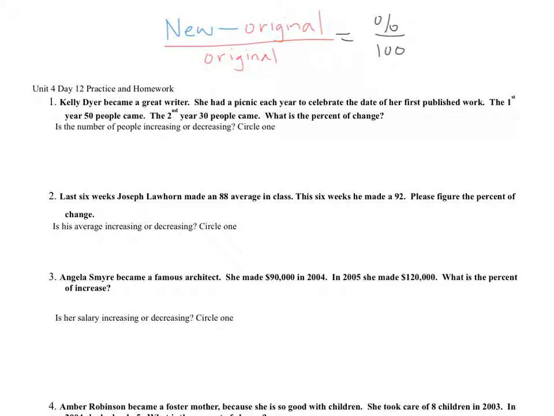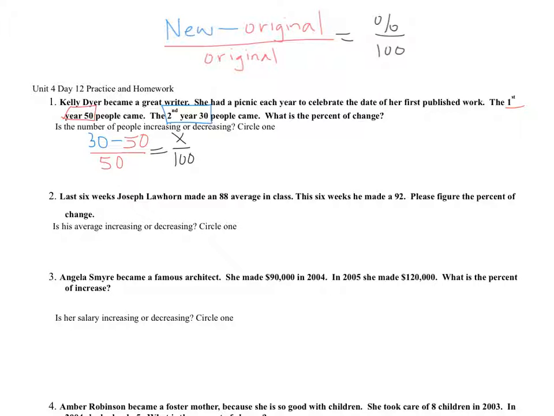So number 1 says Kelly Dyer became a great writer. She had a picnic each year to celebrate the date of her first published work. The first year, so this is going to be the original, 50 people came. The second year, 30 people, so that's the new. So it's going to be 30 minus 50 all over 50 equals x, we don't know the percent, over 100.